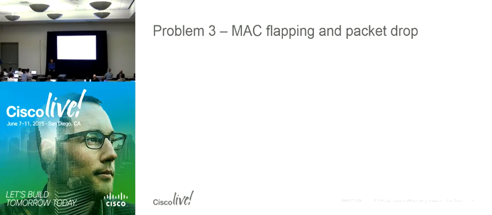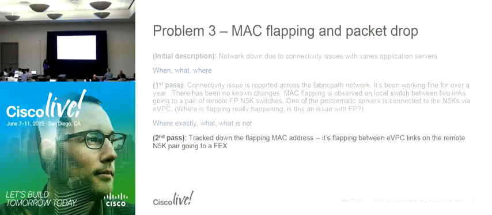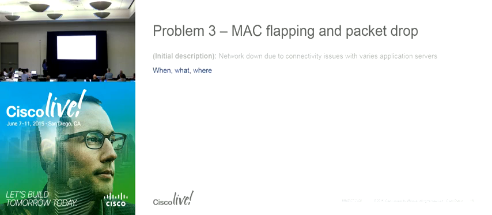MAC flapping and packet drop. So this issue actually came in as, again, priority 1 because it was causing some pretty catastrophic issue. They have a mission critical application server as well. Same way, when did the problem start? What has changed? Where do you see the issue?